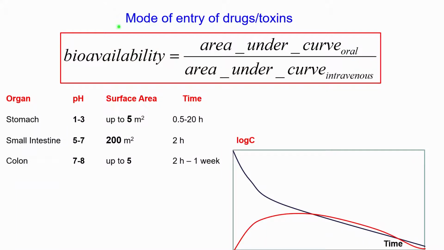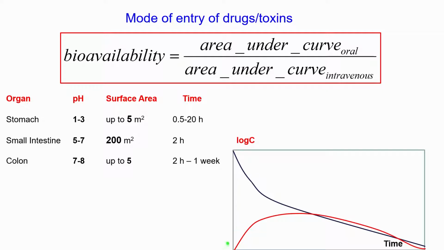For the oral way of entry, there is a very common parameter that we name bioavailability. What does it mean? You have the concentration of your drug as a function of time. This is your curve for IV, and this is your curve for oral administration. So here you have it injected, and here you ate a tablet or powder.